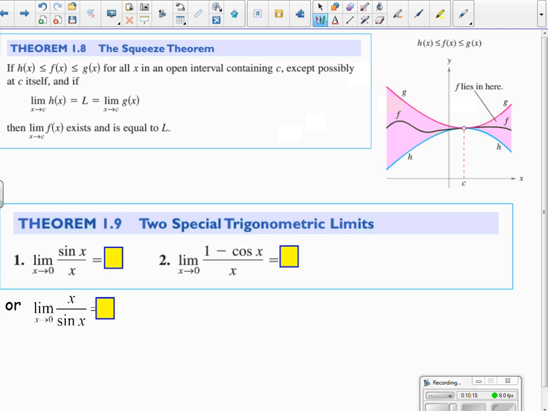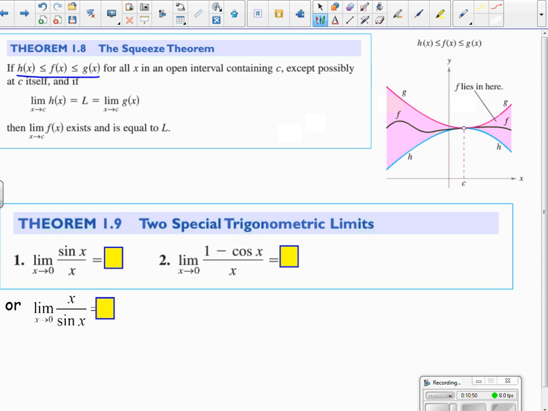The squeeze theorem. The squeeze theorem allows us to analyze functions that we maybe would not be able to otherwise. The idea is we're going to be able to squeeze the function we're interested in between two other functions. And look at how this is organized here. It's saying that the function h is smaller than or equal to the function f, which is smaller than or equal to the function g. So we have an orderliness about the functions here.